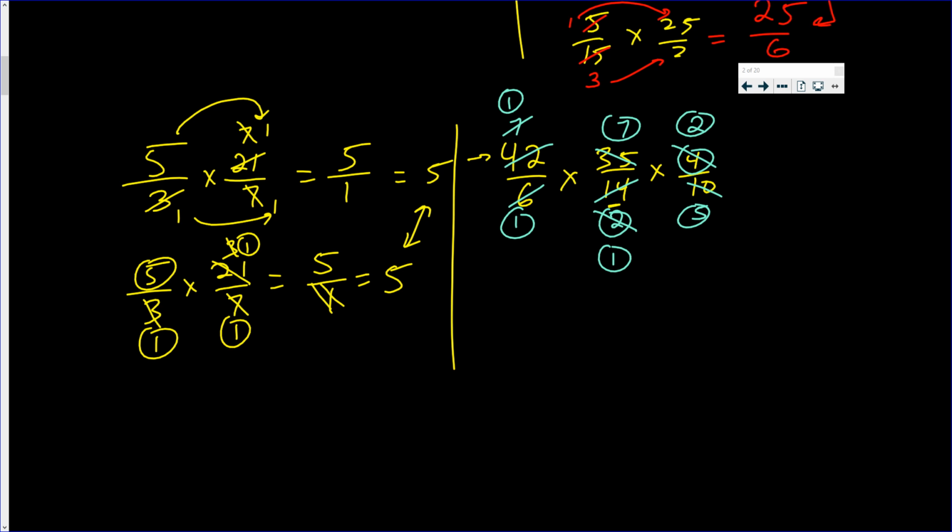Just for the record, if you want to divide both of these by 1, you're going to get back the same number. Okay, so basically you have 1 times 7 times 2, which is 14, and 1 times 1 times 5, which is 5. And that's the answer.